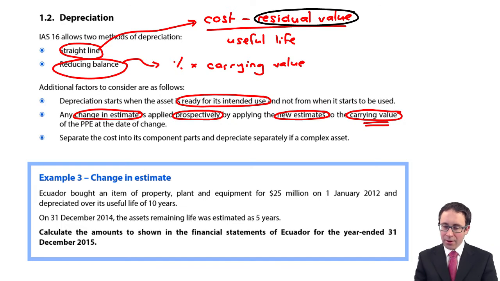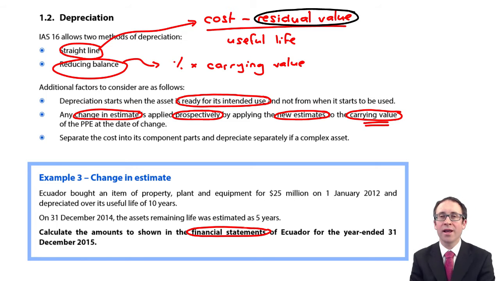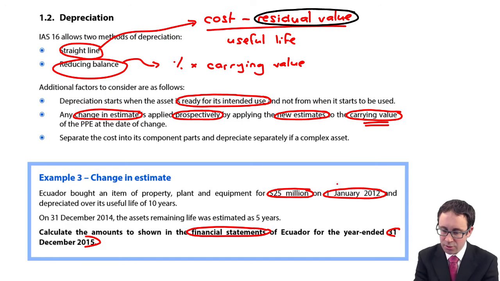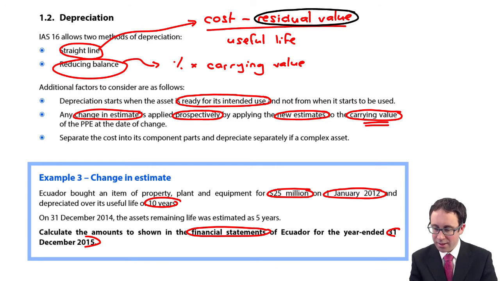Again, it says calculate the amounts to be shown in the financial statements: statement of financial position and statement of profit or loss for the year ended the 31st of December 2015. It says Ecuador, very South American this chapter, isn't it? Ecuador bought an item of property, plant and equipment for 25 million on the 1st of January 2012 and depreciated it over, is it a 10-year life? So originally we'd have been charging 2.5 million every year.